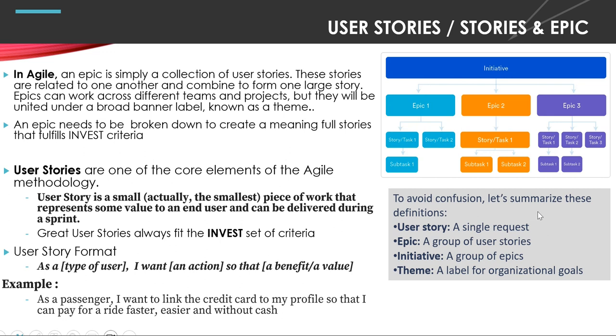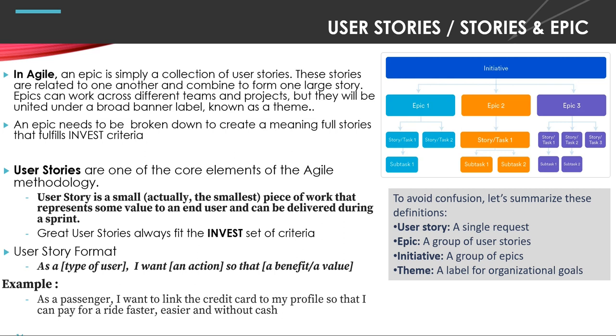So this is the summarization of the different definitions so that we are not getting confused over the terminologies. In Agile, an epic is simply a collection of user stories. These stories are related to one another and combined to form one large story. Epics can work across different teams and projects, but they will be united under a broad banner label known as themes, as I mentioned.